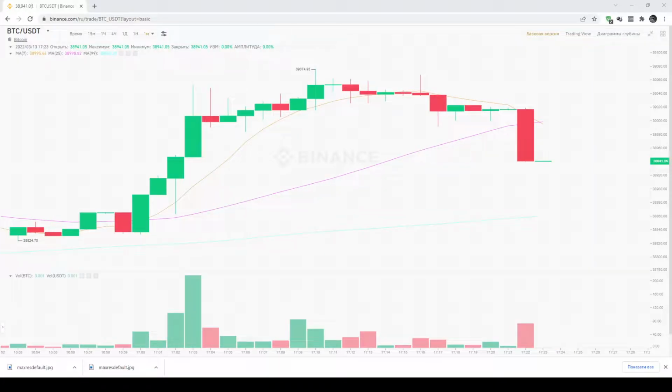Look at this range. Observe this area of failure with dojis and overlapping bars. This bar shows the real breakout of the range. The bar is large in size, closes high, and has minimal wicks.